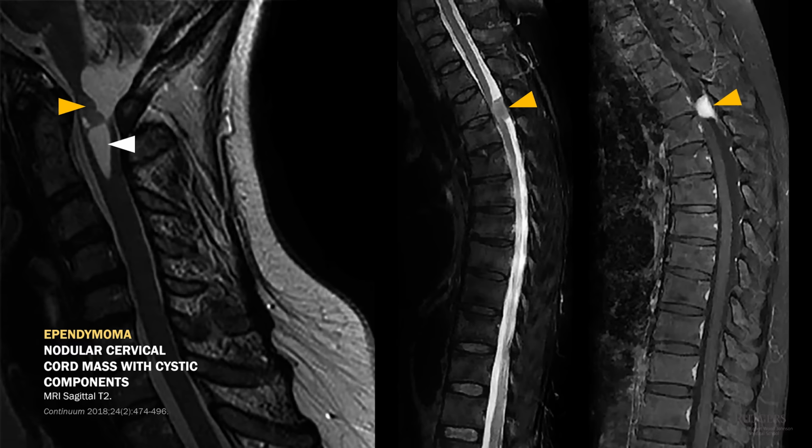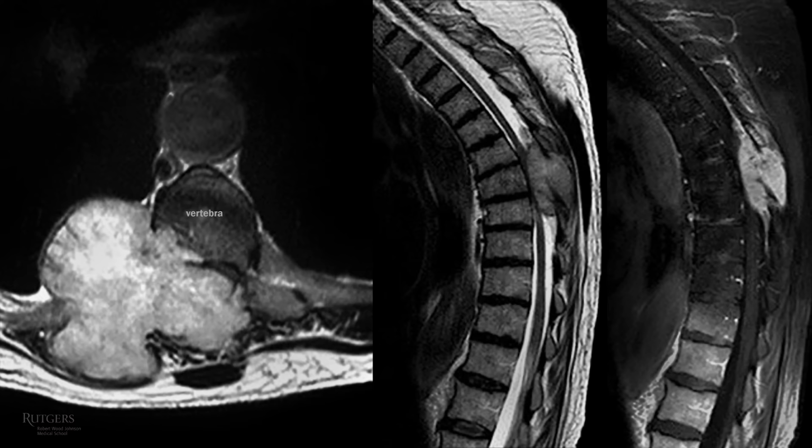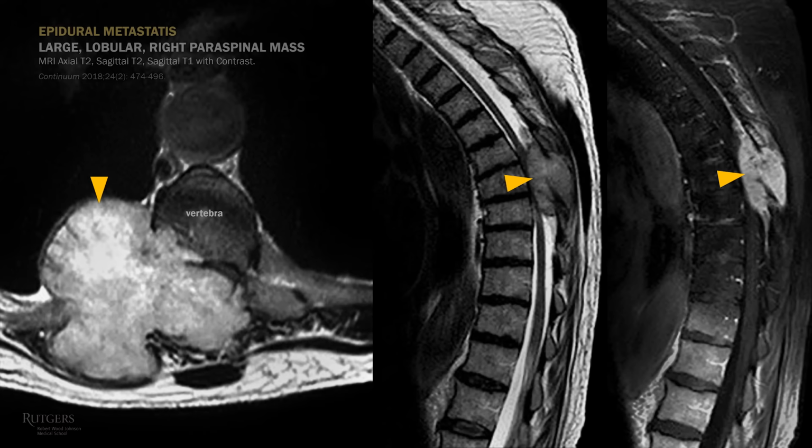Here's another example. From left to right, we have an axial T2, sagittal T2, and sagittal T1 with contrast. I hope you spotted the giant parasagittal mass. This is a straightforward example of extradural metastatic disease.